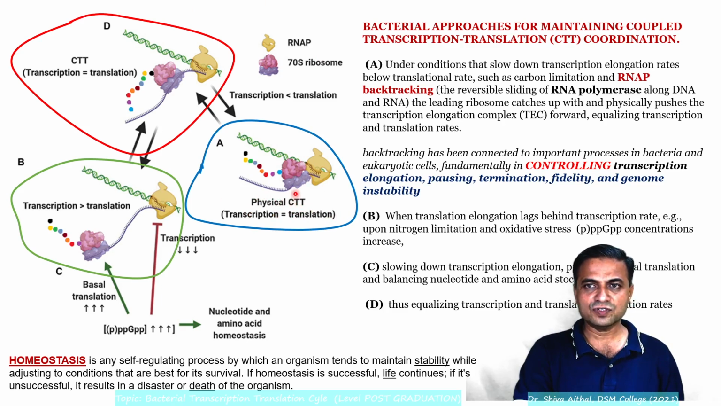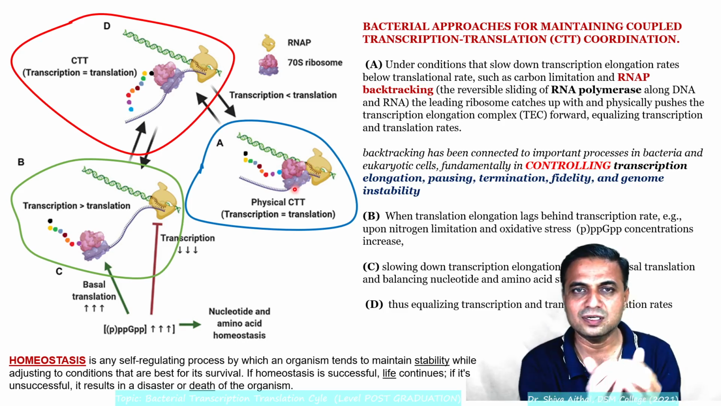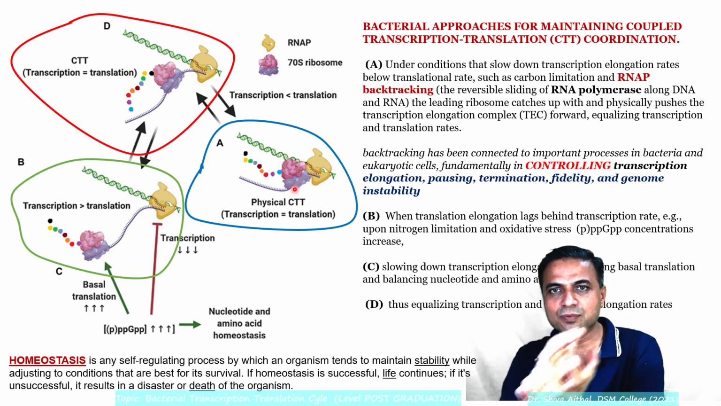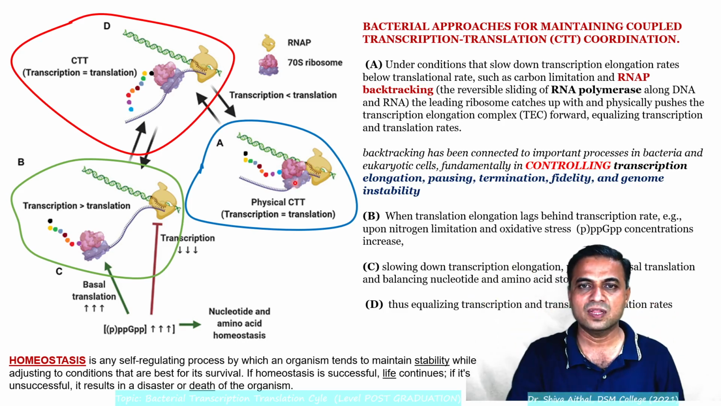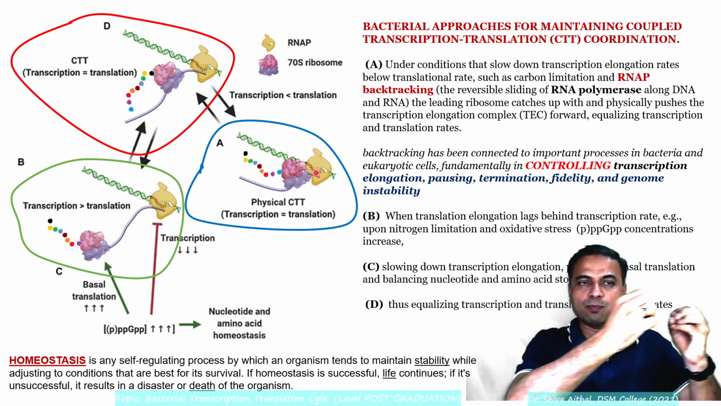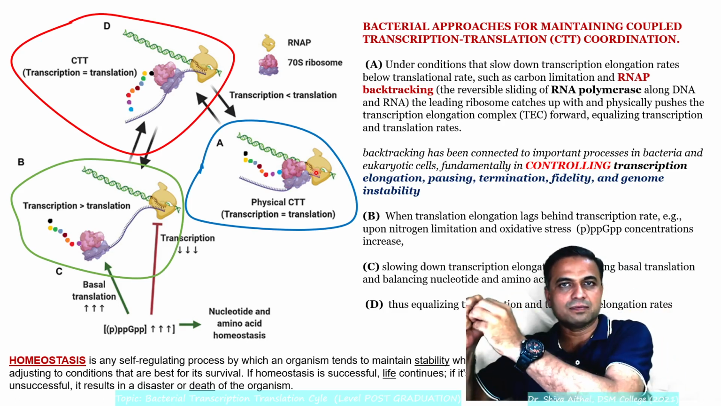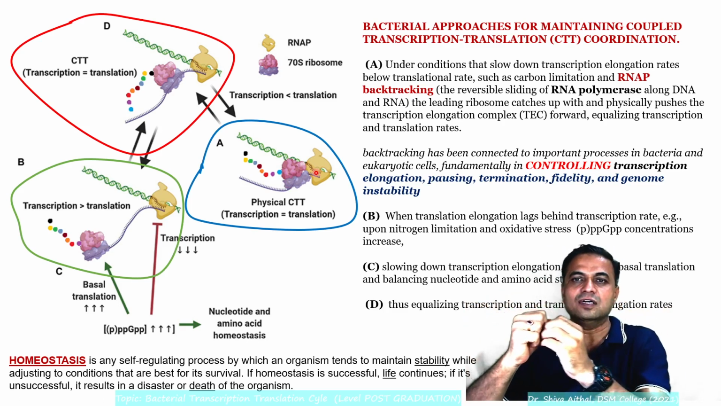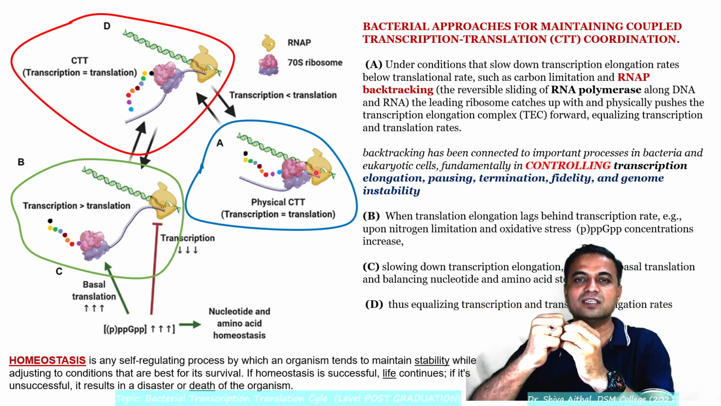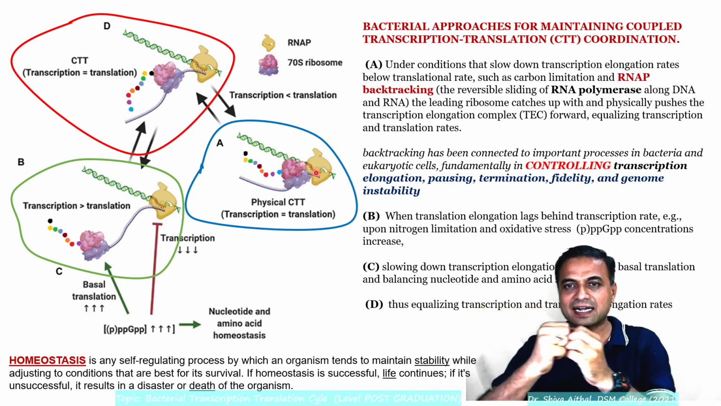Under the conditions which slow down the transcription and the elongation rates below the translation rates, I have given this example. Translation is fast, transcription is slow, both come and join. At this point, the RNA polymerase was moving in this direction, but as the ribosome comes and collides, it pushes the RNA polymerase back. That is called backtracking. The reverse sliding of RNA polymerase along the DNA and RNA is called backtracking.